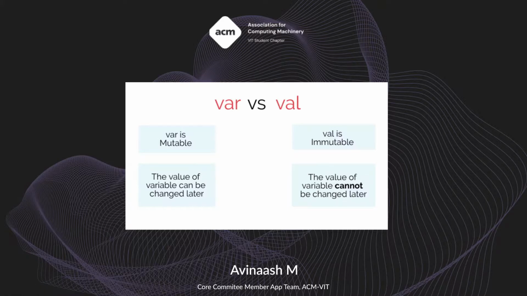So there are two ways in which you can declare your variables in Kotlin. There's var and val. Var is mutable, whereas val is immutable. You can update or change the value of a variable if you assign it as var in the first place. Whereas when you assign a variable as val, you can't update or change the value of that variable. Let's see this directly in Android Studio.